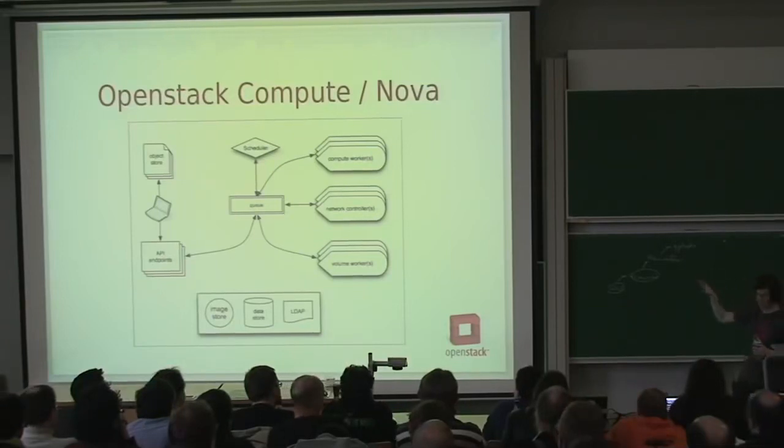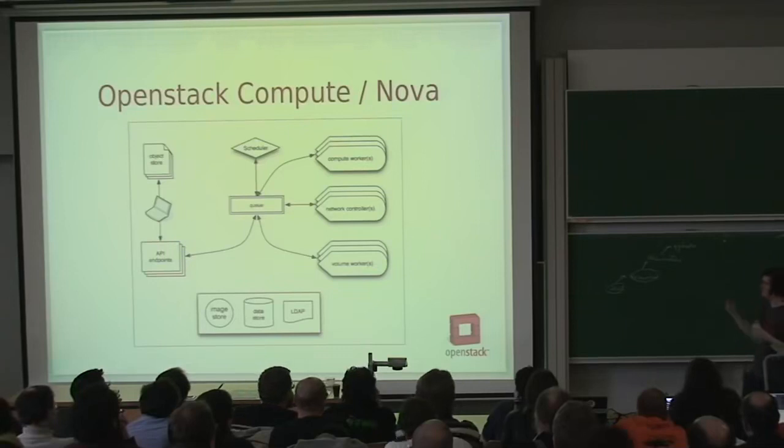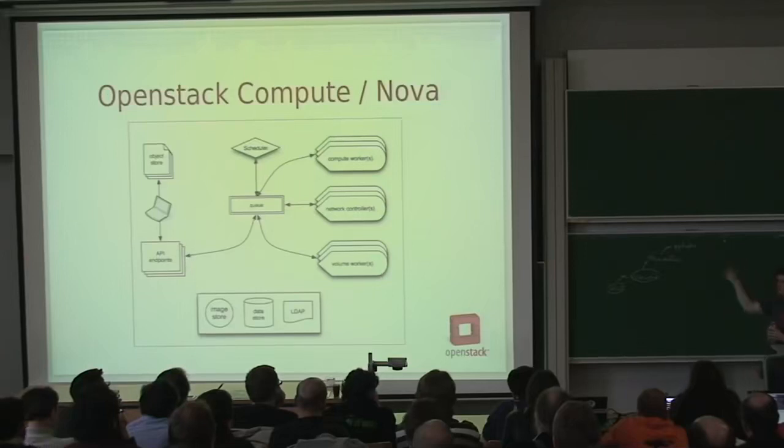The compute worker asks the network controller for an IP, and depending on the network topology you're using, it might tell the network controller to set up some routing for it, because it might act as a gateway, depending on various things. The network controller also runs a DHCP server that responds to DHCP requests from the virtual machines.